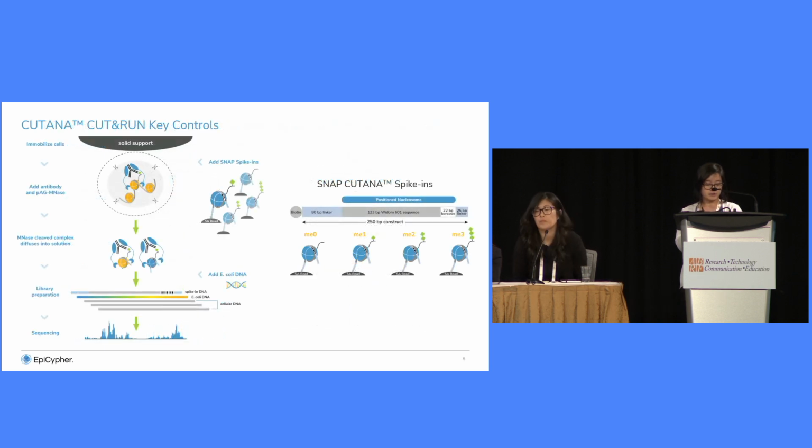So one thing that's important to EpiCypher researchers and those who operate core labs are controls and the standardization of our experiments. So for our reactions, we add 2 spike-ins to our experiment: E. coli DNA to control for library prep and normalize sequencing data, as well as our SNAP-CUTANA spike-ins, which are nucleosomes with barcoded DNA, which are then conjugated to a magnetic streptavidin bead to mimic a cell on a magnetic solid support. So when these SNAP spike-ins are added into the reaction, they are also pulled down alongside your target, and then the barcodes are also used for analysis.